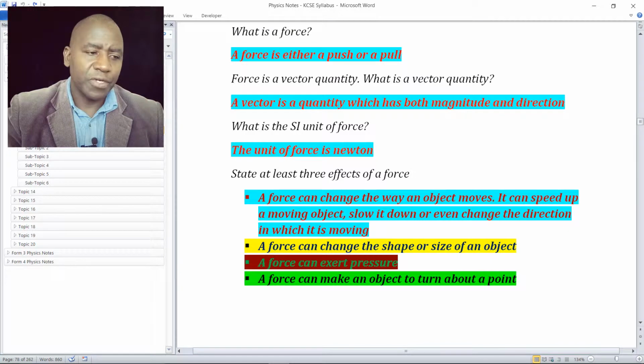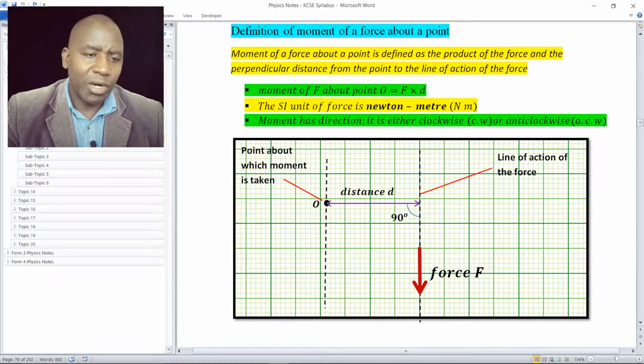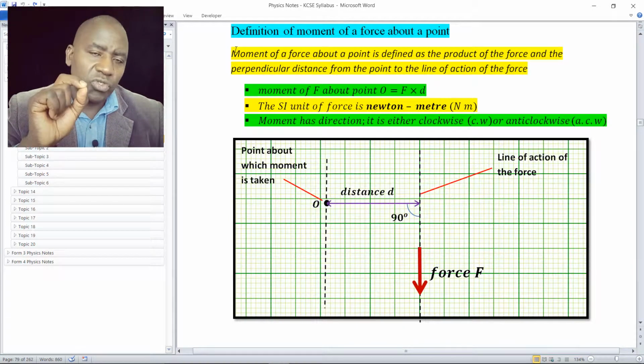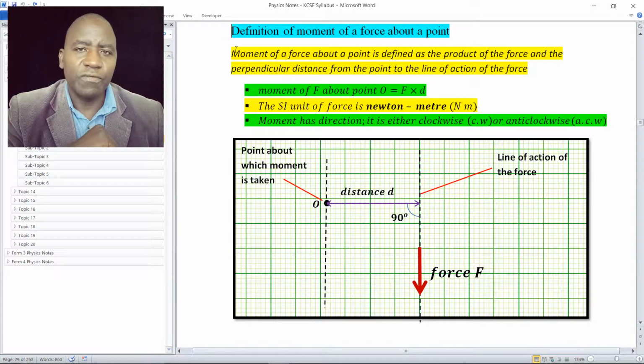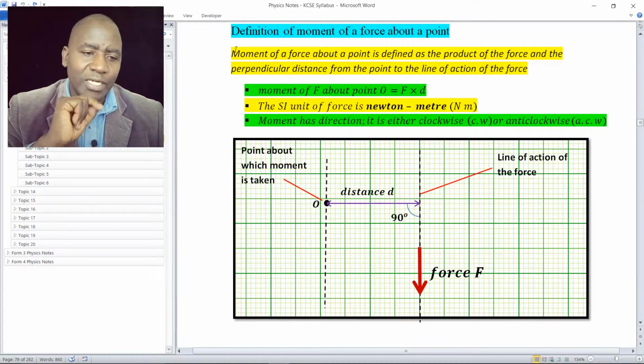So, in turning effect of a force, I want us to look at one definition, and this is the definition of the term moment of a force about a point. Moment of a force about a point is defined as the product of the force and the perpendicular distance from the point to the line of action of the force. Now that definition sounds terribly complicated. I'm going to break it down into various small chunks and you will understand that definition.